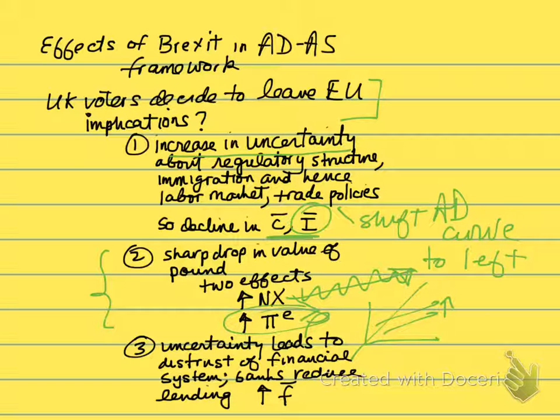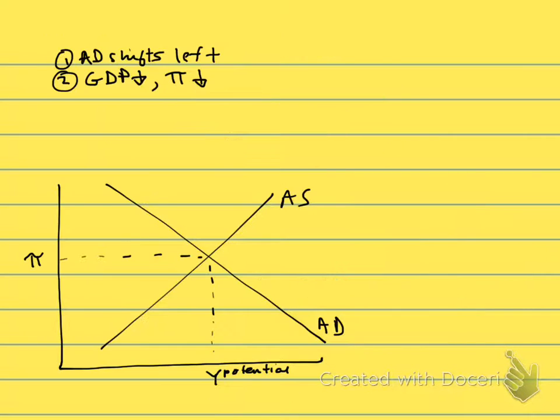So now let's trace through these two possible changes. I'm not going to do them simultaneously because that'll get complicated in the graph. We'll just do them separately. So let's first consider a shift in the aggregate demand curve, the short run, long run, and then a shift in the aggregate supply curve, the short run and the long run.